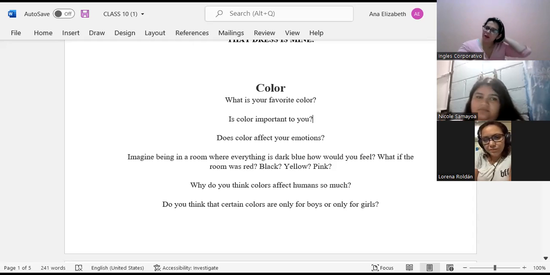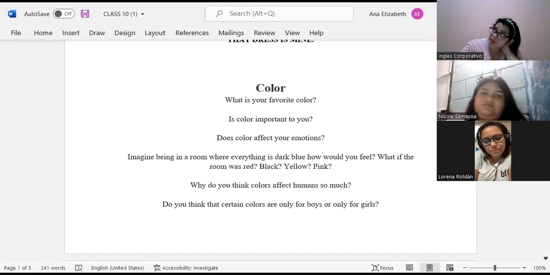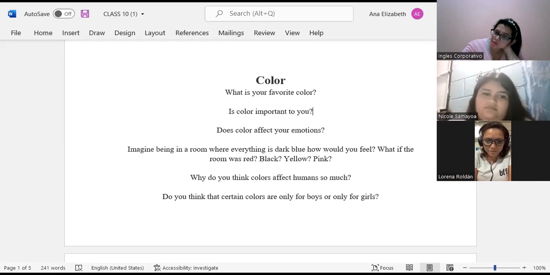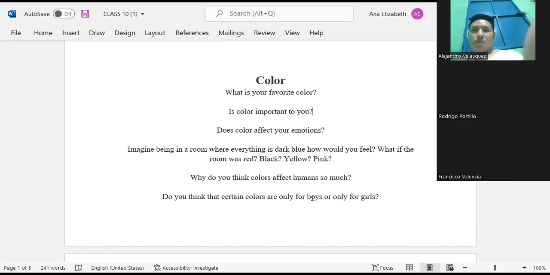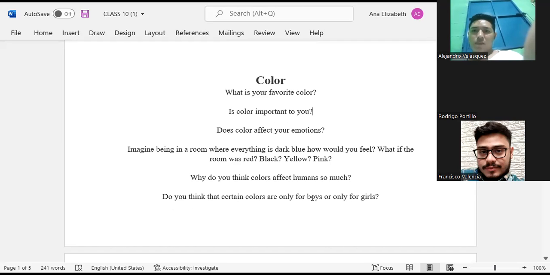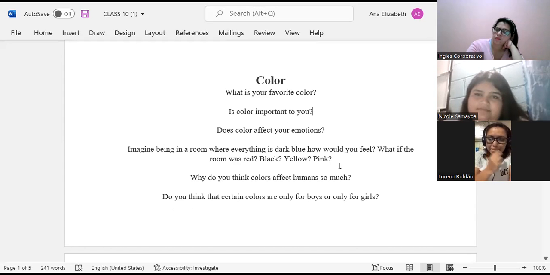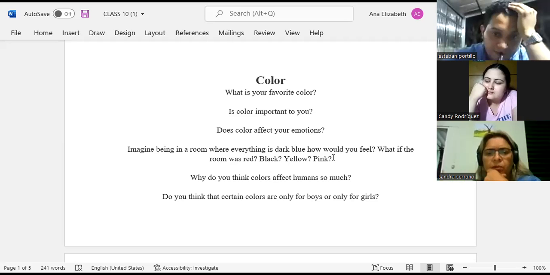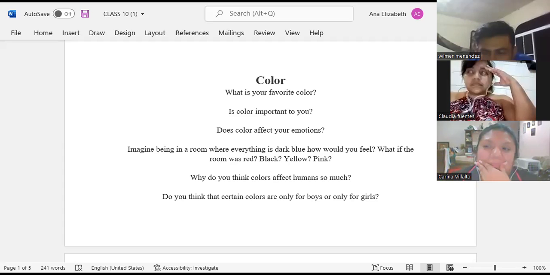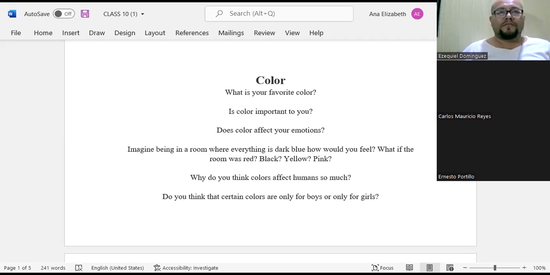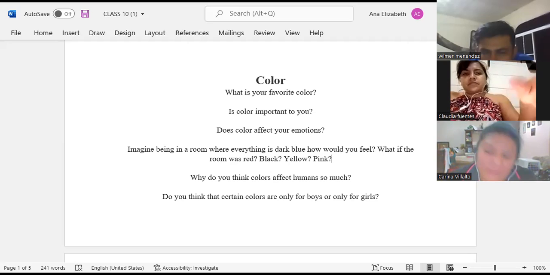If you want to paint your house, for example your bedroom, which color do you prefer? Francisco, if you paint your room, which color do you choose? I prefer the color white, because it makes the room look brighter. Okay, excellent.